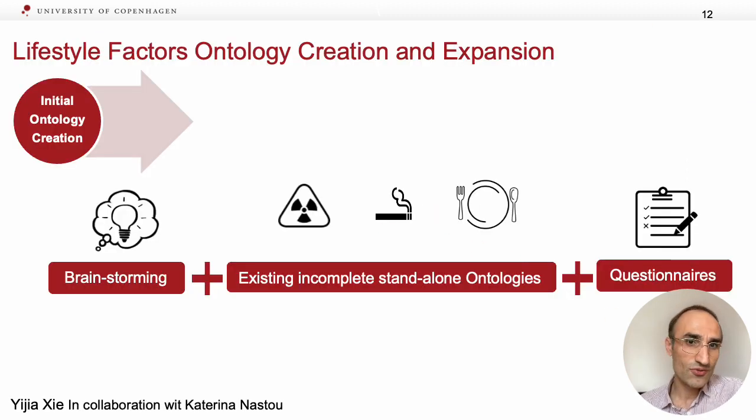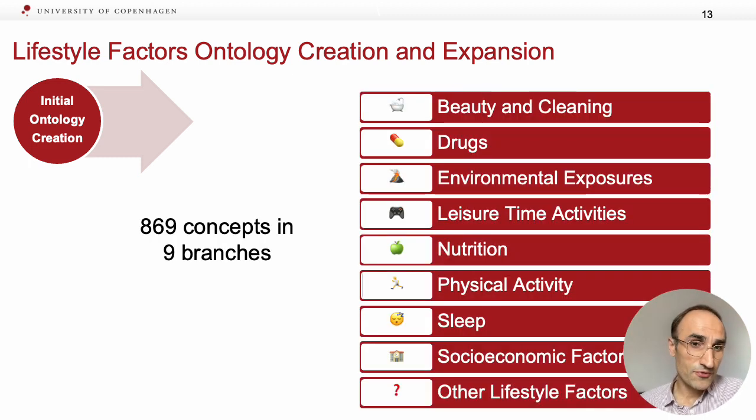That's why we started creating a lifestyle factor ontology for the first time, and of course the prototype version just using brainstorming and some existing ontologies for nutrition, exposure, and smoking, and some available questionnaires. This resulted in the first version of the ontology, which covers 9 different aspects of lifestyle and around 900 concepts.